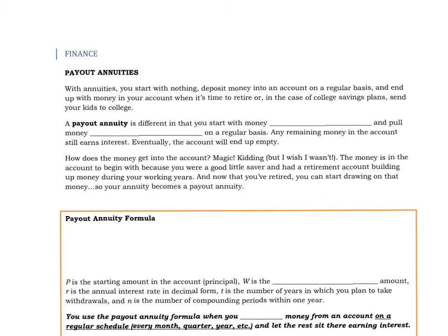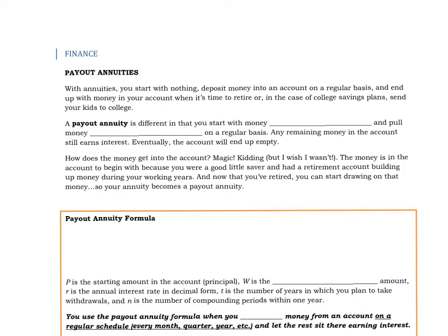Finance payout annuities. Okay, with the regular annuities, what we've talked about so far with savings annuities, you started with nothing. You deposit money into an account on a regular basis, and you end up with money in your account when it's time to retire, or in the case of college savings plans, send your kids to college.